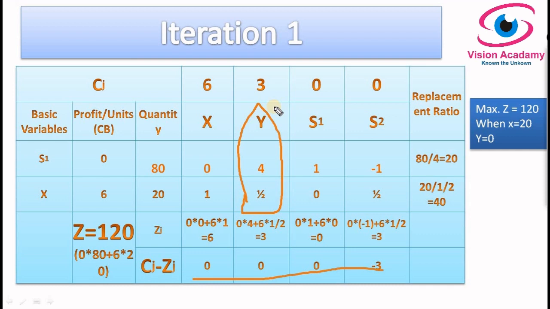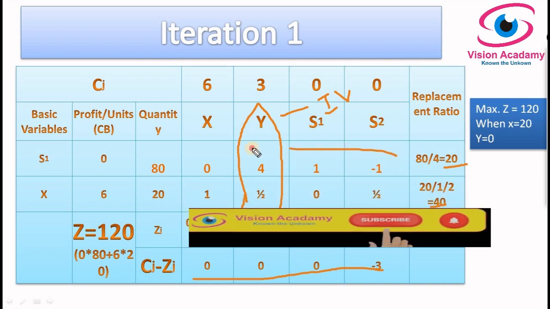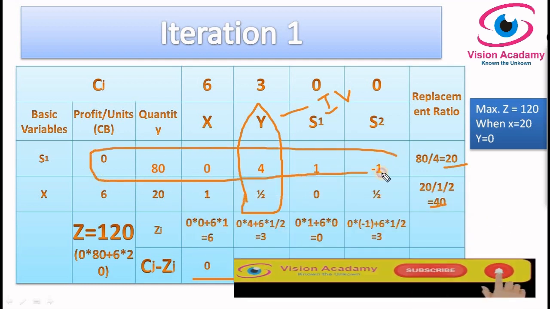As I told you already, the simplex method is logic oriented. So for the next iteration, y will become the incoming variable. Now we have to calculate the replacement ratio. As you know, we divide the quantity by the incoming variable values. So 80 by 4, the quantity is 20, and 20 by 1 by 2, the quantity is 40. And also we know that in the replacement ratio we have to select the least positive value. Out of these two replacement ratios, the least positive value is 20. So I will make a circle around this least positive value.